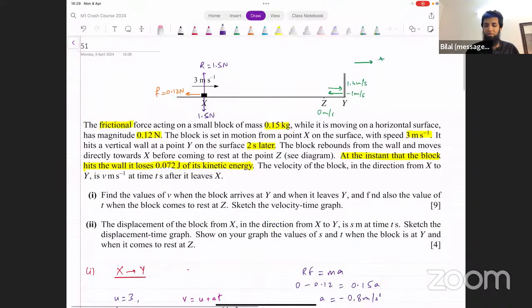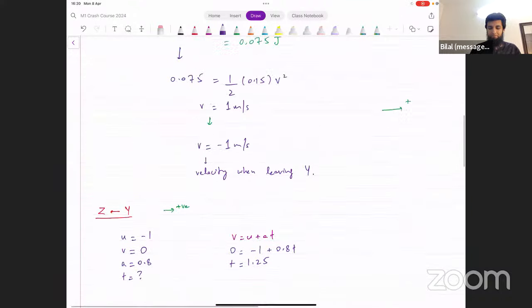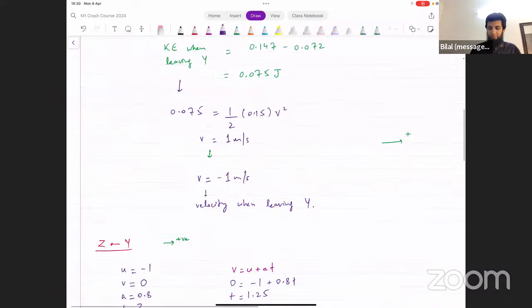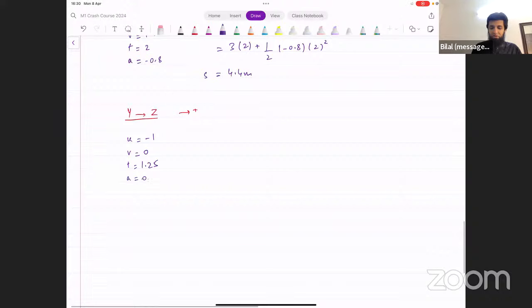Now, what about y to z? Now it's coming back from y to z. Let's consider that part of the journey now. Again, we're considering right side to be positive to stay consistent throughout for this object. What was the initial velocity? Initial velocity was -1. The final velocity was 0. The time taken was 1.25. We found this as well. Yeah, 1.25. And acceleration was 0.8.